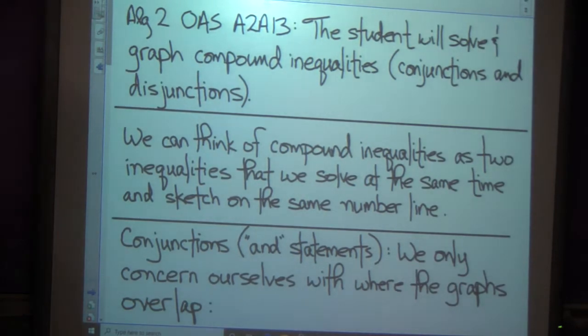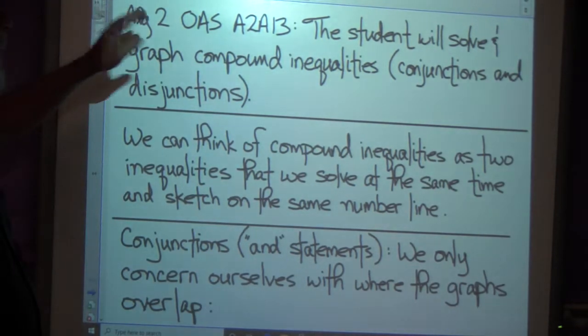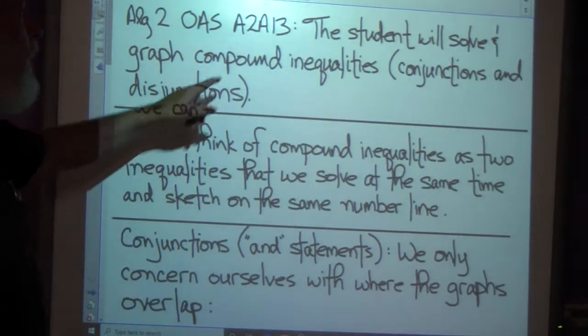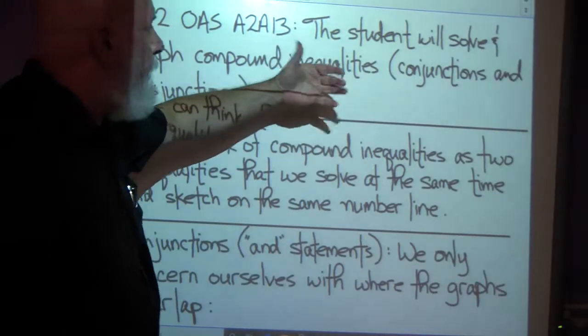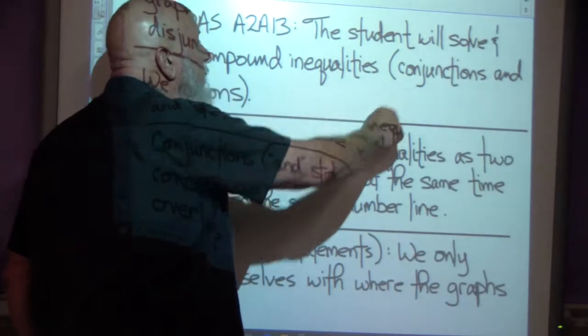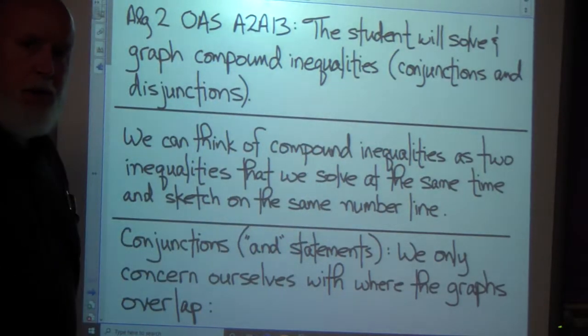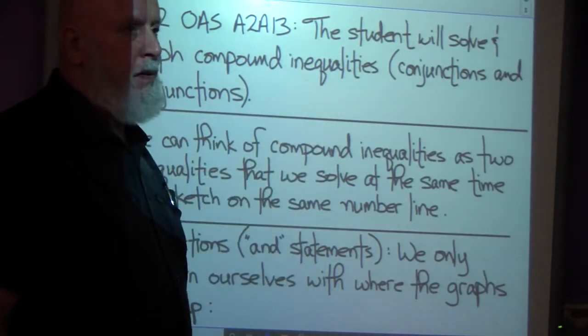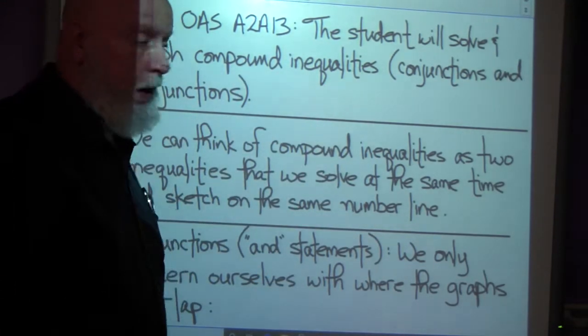All right, we've got Algebra 2 ISA 2A13. The student will solve and graph compound inequalities. Compound inequalities have two classifications, conjunctions and disjunctions, and we'll get into what that means and all that good stuff throughout the course of the lecture. Hopefully I'll make sense. Here we go.